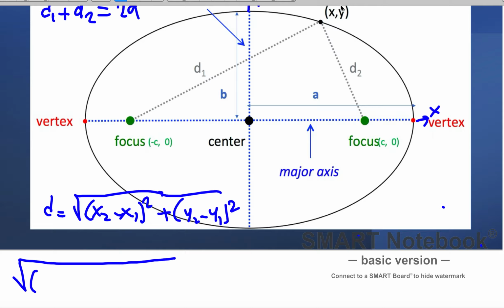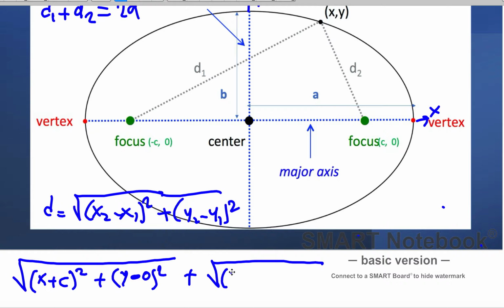And here is x2. So x2 is x minus c, but because I have two minuses, it becomes plus. So I have x plus c, and this is squared, plus, instead of the y here, the coordinate y minus 0, here is 0y, y minus 0 to the focus. Y minus 0 is squared. And for the distance d2, it's going to be x minus c, the x coordinate, and this is x minus c squared, plus, going to the y coordinate, y minus 0, squared. And everything, as we have this equation here, is equal to 2a.